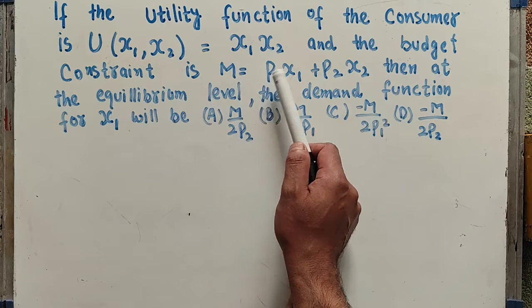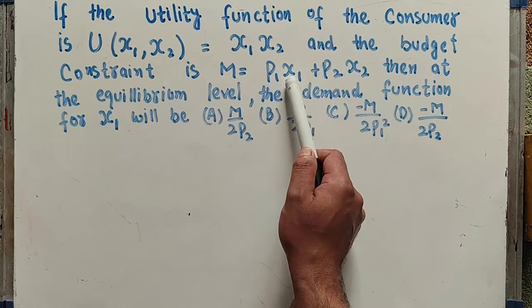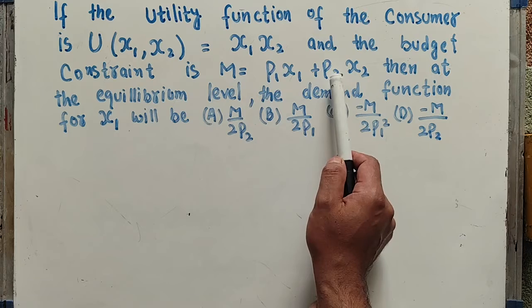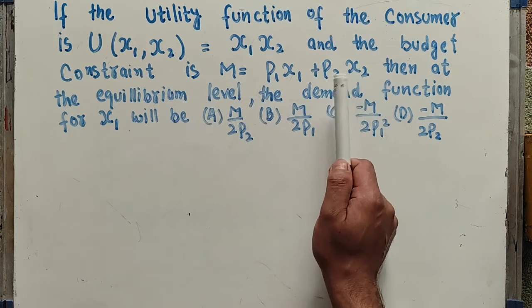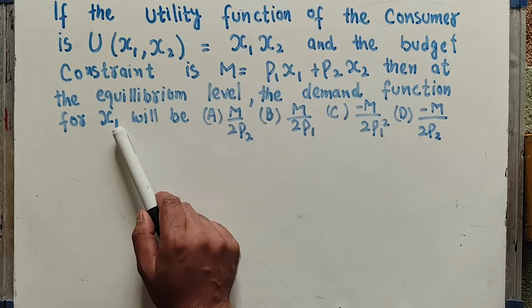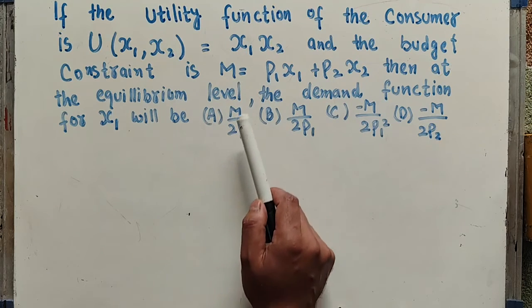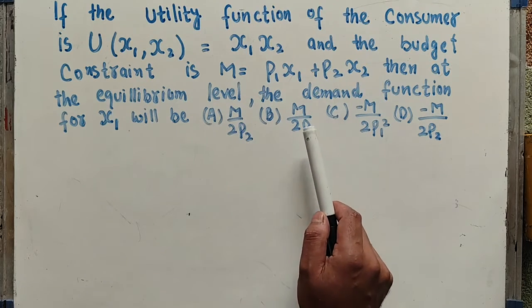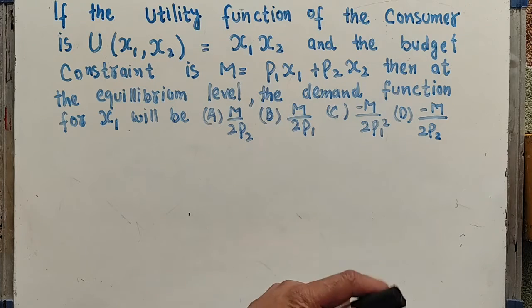p1 is the price of good 1, x1 denotes the units of good 1. Likewise, p2 is the price of good 2, and x2 denotes the units of good 2. Then at the equilibrium level, the demand function of x1 will be, options are being given: m upon 2p1, m upon 2p2, likewise negative m upon 2p1 square, and D option is negative m upon 2p2.